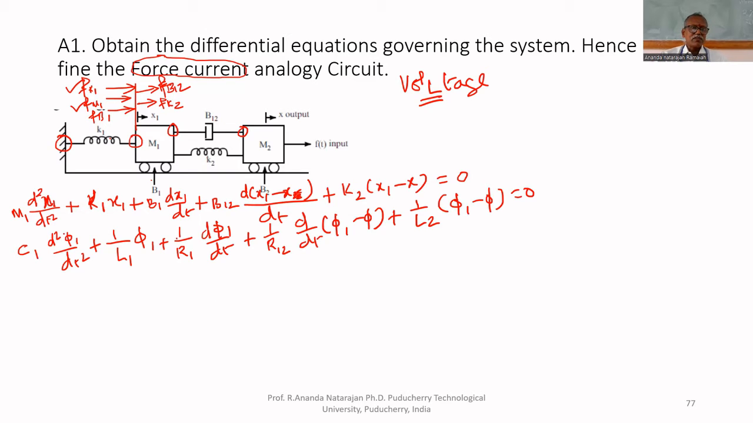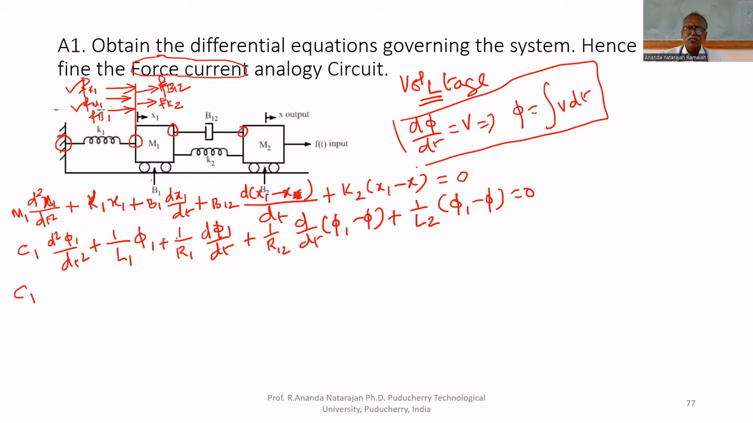If you want to write in terms of voltage, d phi by dt equal to V. This implies phi equal to integral of v dt. Integrating on both sides with respect to time, you will get phi equal to integral of v dt. So we have to remember this while converting into voltage.